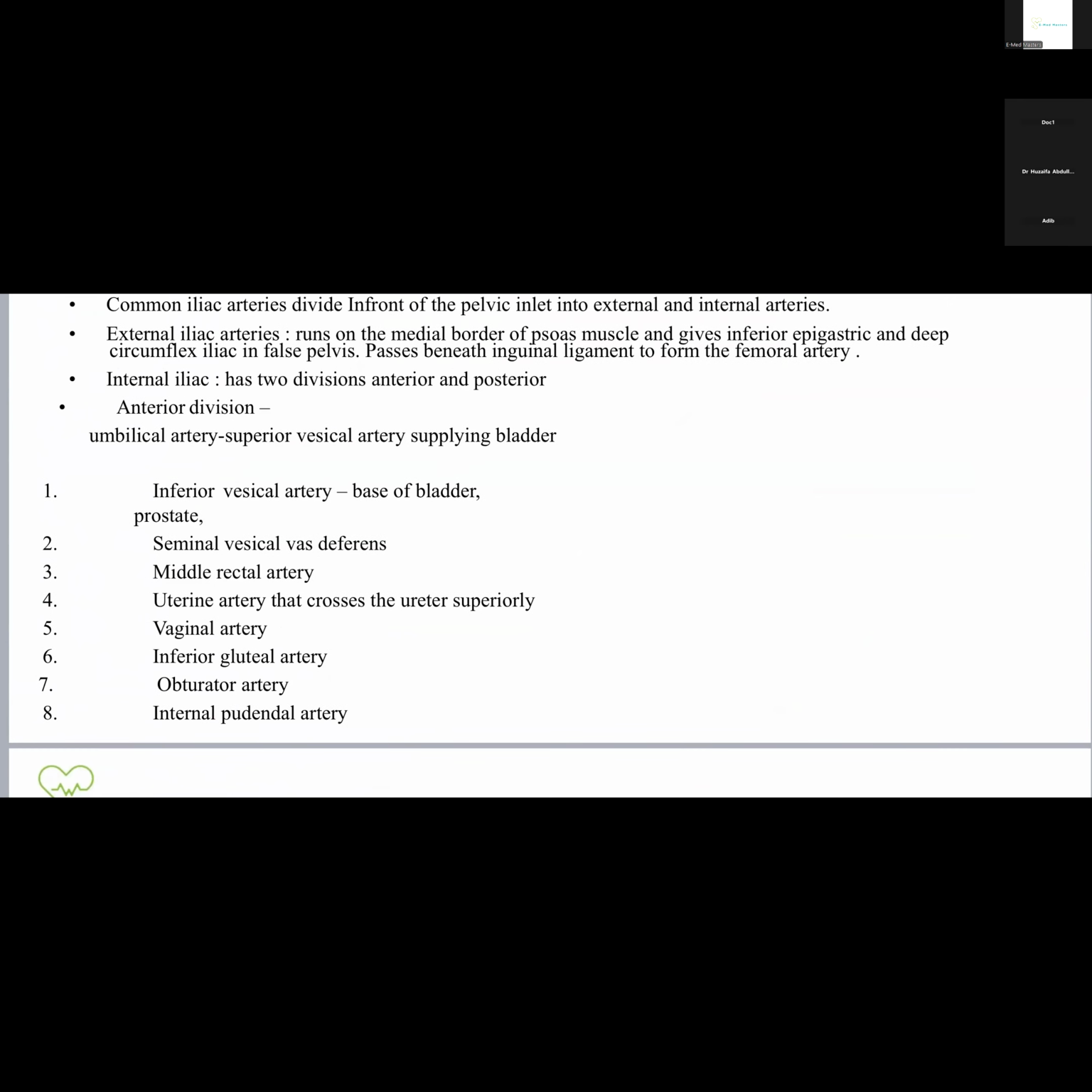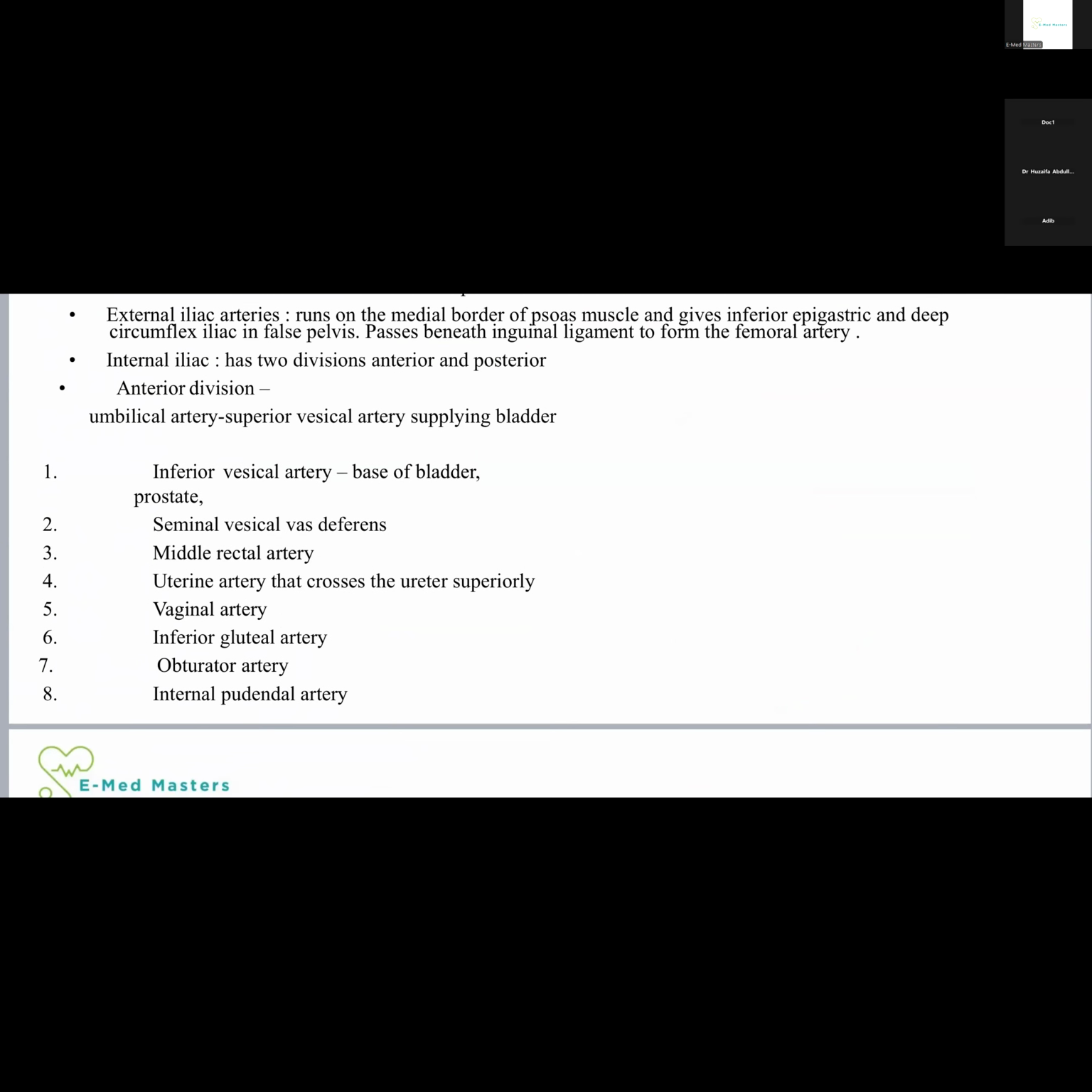First, let's talk about the anterior division. It gives rise to the umbilical artery. The umbilical artery gives rise to the superior vesical artery and then is obliterated. The superior vesical artery supplies the bladder, and the other branch is the inferior vesical artery, which supplies the base of the bladder along with the prostate. So the prostate is supplied by the inferior vesical artery. This is the most important point.